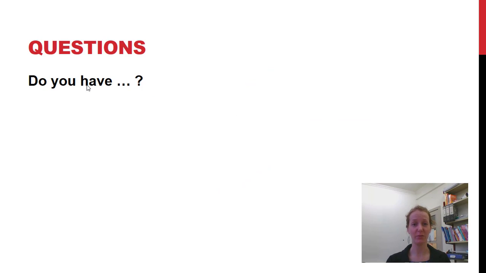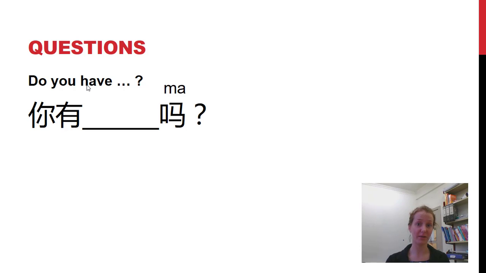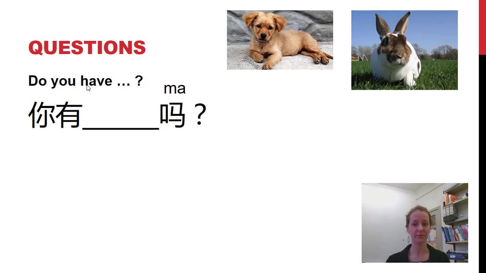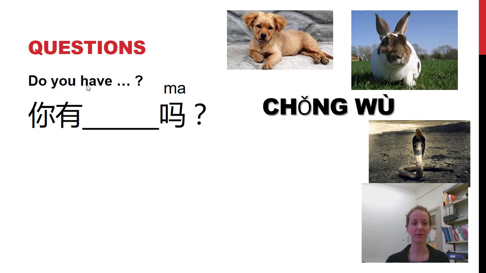Asking, do you have something? We know that question already when we talked about family. 你有 something 吗? Can you ask questions about these animals? 你有狗吗? 你有兔子吗? 你有宠物吗? 宠物 is the word for pets. 你有蛇吗?